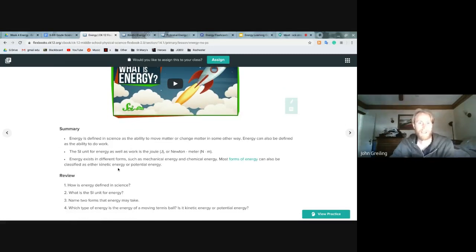Summary. Energy is defined in science as the ability to move matter or change matter in some other way. Energy can also be defined as the ability to do work. And the unit we're always going to use is joule. Energy exists in different forms, such as mechanical energy and chemical energy. Most forms of energy can also be classified as either kinetic energy or potential energy.